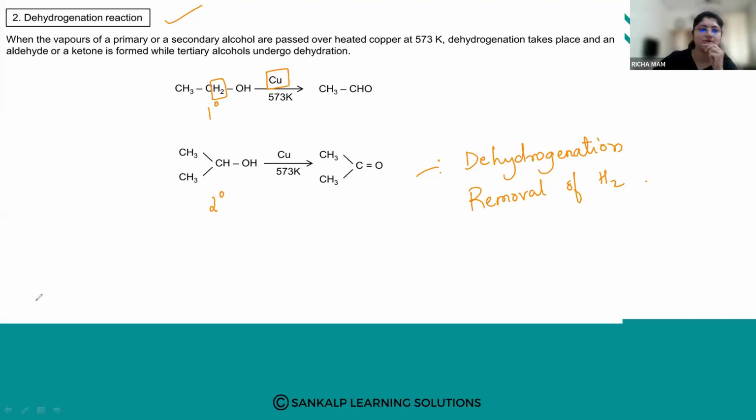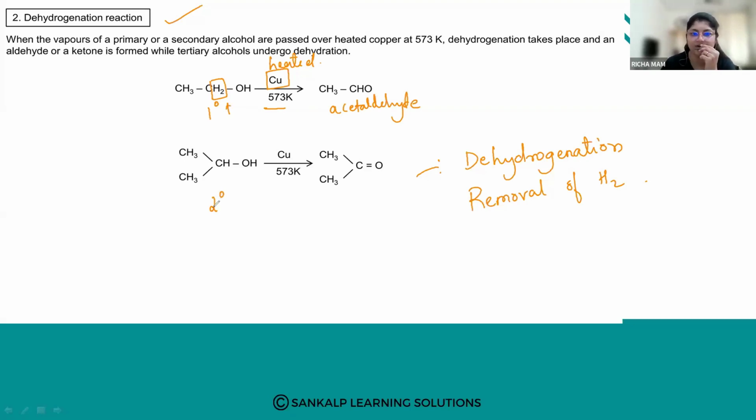So what happens when we have a primary alcohol and treat it with heated copper, at 573 Kelvin? We get an aldehyde. This is acetaldehyde. This acetaldehyde is what you can obtain by dehydrogenation. Dehydrogenation means removal of a hydrogen molecule. So here the H2 molecule is removed and we get acetaldehyde.